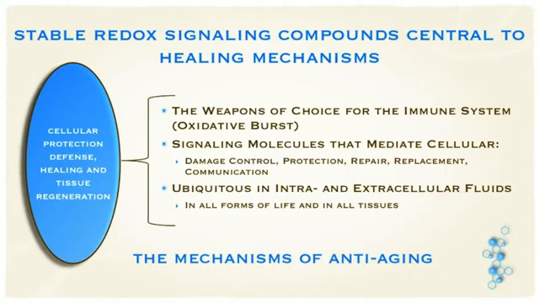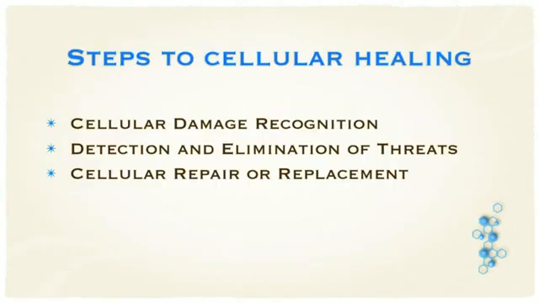So stable redox signaling compounds are central to healing mechanisms, whether it be damage control, protection, repair, communication, replacement. Every fluid, intracellular and extracellular fluid, is full and completely inundated with these particular little healing molecules. So to review, the steps to cellular healing involve damage recognition, detection and elimination of threats, and cellular repair or replacement.